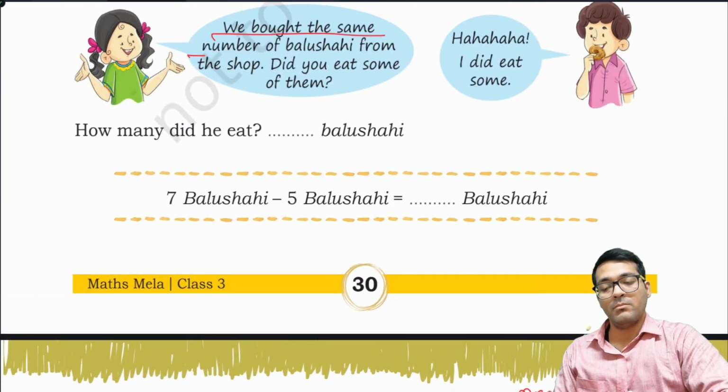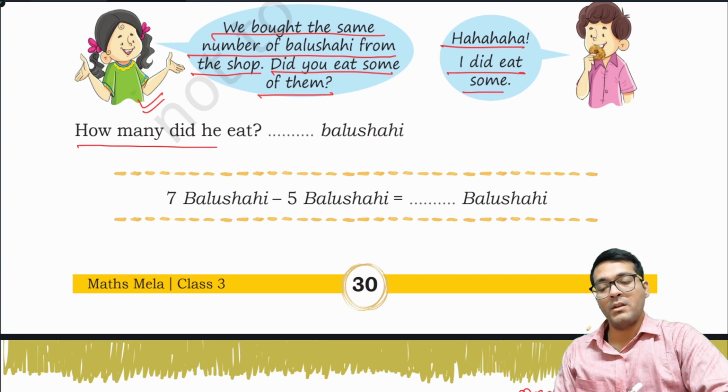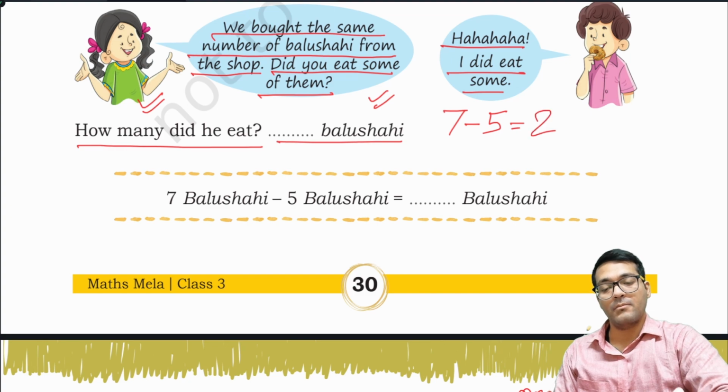"We bought the same number of Balushahi from the shop. Did you eat some of them?" Nandini asked Chirag. "Ha ha ha, I did eat some." How many did he eat? Dash number of Balushahi. Actually, there are 7 Balushahi present with Nandini and Chirag, but after eating, only 5 Balushahi are left. That means Chirag ate 2 Balushahi.